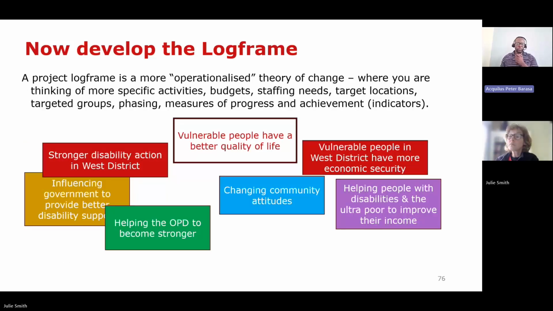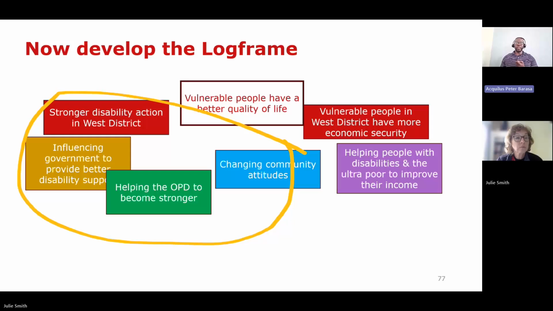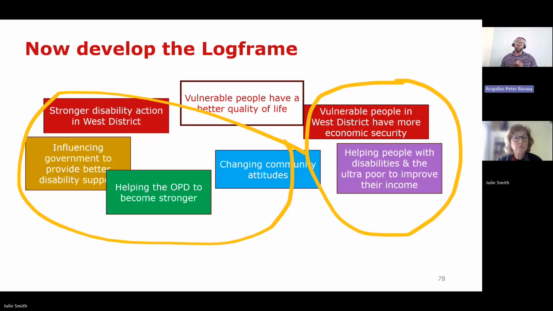So what you need to do now is take the main areas of your theory of change and step back and say, this is the change that we want to see. What packages of work do we need to undertake during this project to deliver this change? It looks like we have two areas. The first area is about a stronger disability movement in West District, and the other one is about supporting people to move out of economic poverty. So essentially, there are two specific objectives that the project will have: one about disability strengthening and influencing, and the other about poverty reduction.